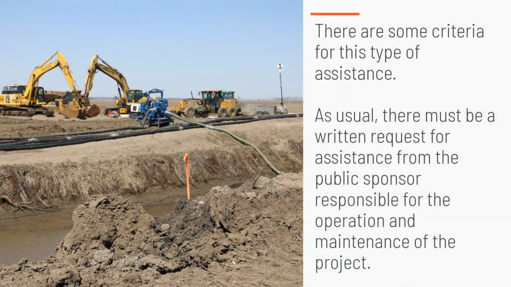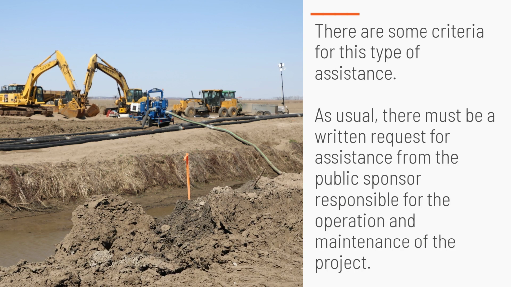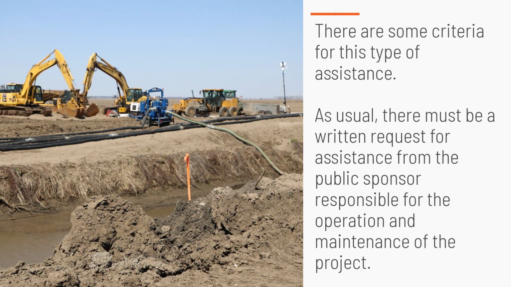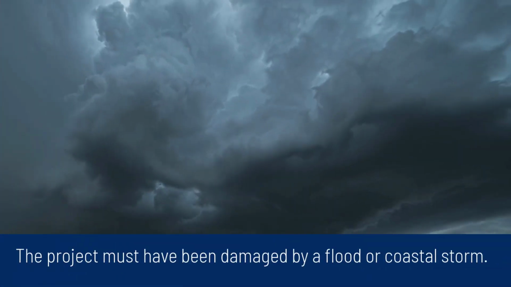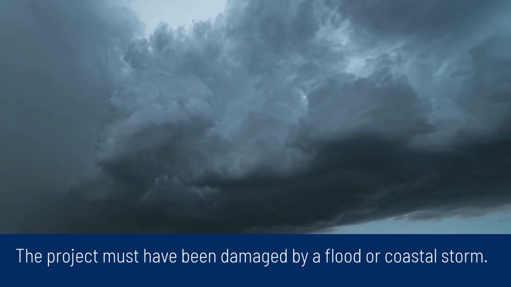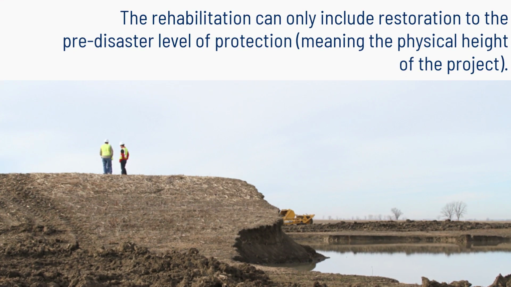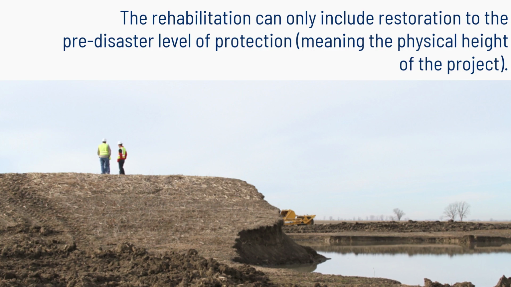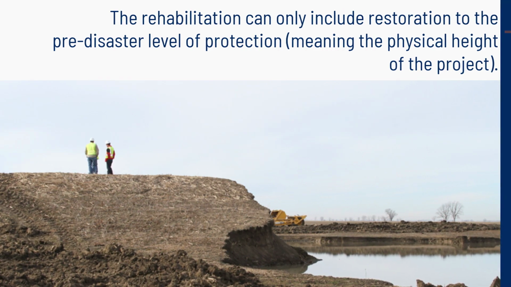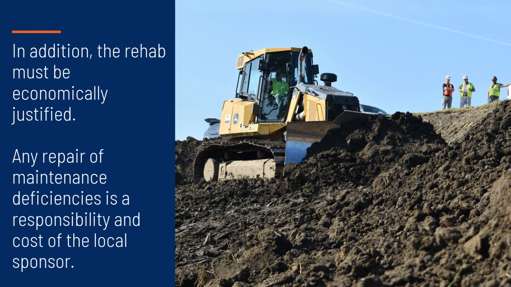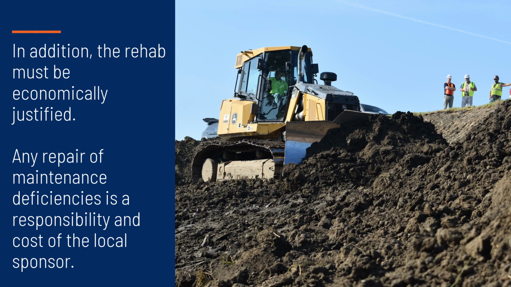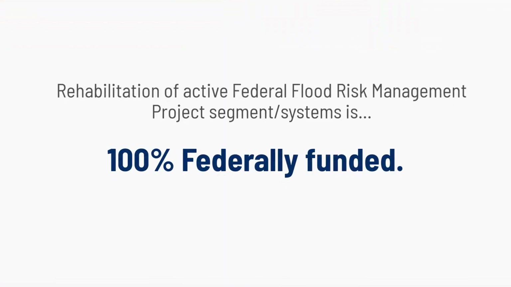There are some criteria for this type of assistance. As usual, there must be a written request for assistance from the public sponsor responsible for the operation and maintenance of the project. The project must have been damaged by a flood or coastal storm. The rehabilitation can only include restoration to the pre-disaster level of protection, meaning the physical height of the project. In addition, the rehab must be economically justified. Any repair of maintenance deficiencies is a responsibility and cost of the local sponsor. Rehabilitation of active federal flood risk management project segments or systems is 100% federally funded.